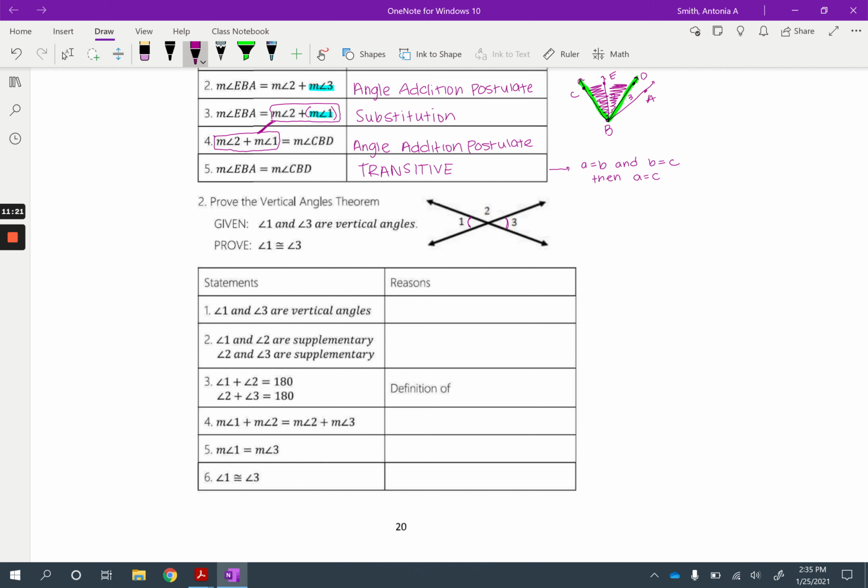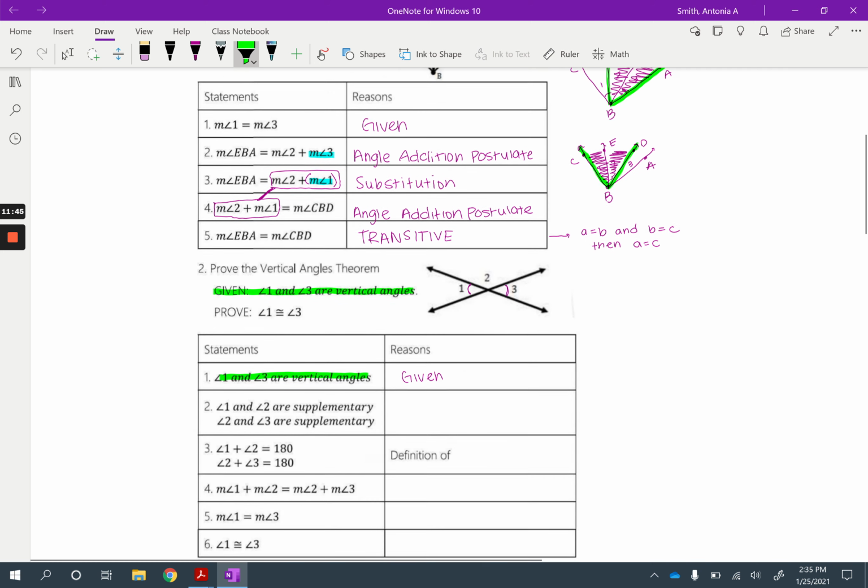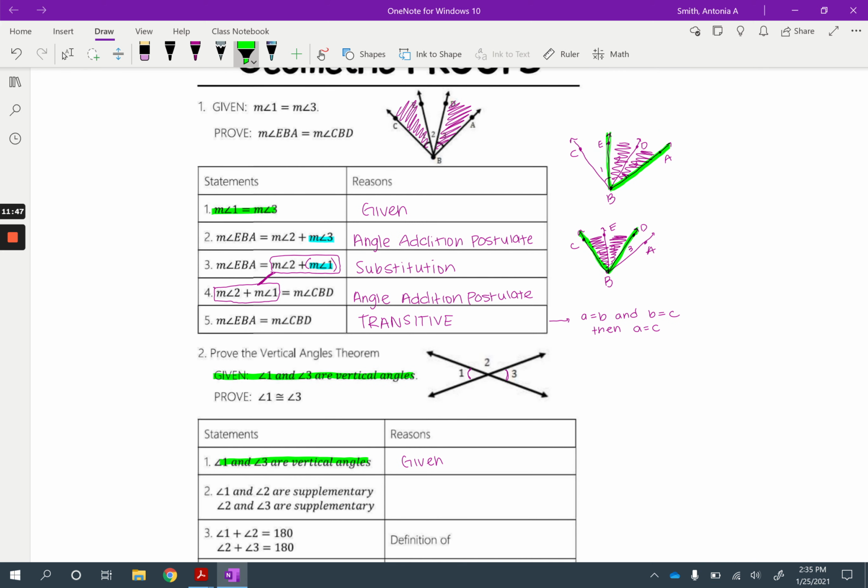So our statements are given, our reasons are what we need to fill in. We have a little hint on reason number 3 here, but we're going to fill in the reasons. So the very first statement they gave us, angle 1 and angle 3 are vertical angles. That is the given information. That's what they told us up above, right? This here is the same as this here. Just like in our last proof, this information was the same as that given information.